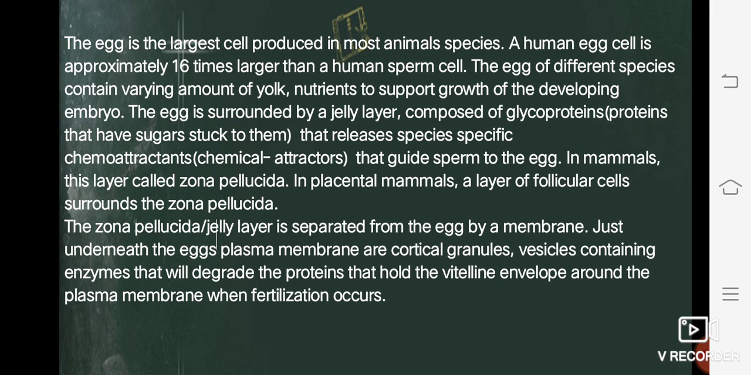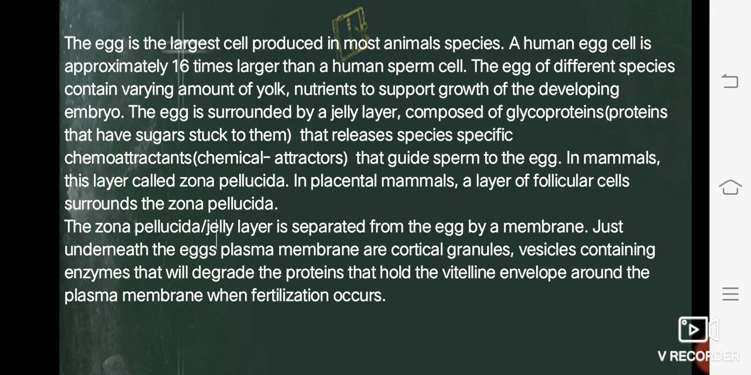The egg is surrounded by a jelly layer composed of glycoproteins, proteins that have sugar stuck to them, that releases species-specific chemoattractants, chemical attractors, that guide sperm to the egg. In mammals, this layer is called the zona pellucida. In placental mammals, a layer of follicular cells surrounds the zona pellucida.